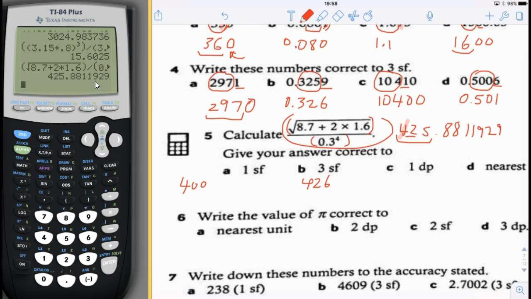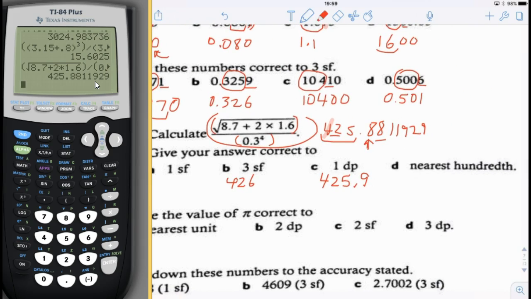One decimal place. So we want to keep all the numbers left of the decimal point, and we want to keep the first number of the decimal. So it would be 425.9, because the next number, 8, will cause the first decimal place number 8 to round up to a 9. The nearest hundredth. Remember, this is tenth, this is a hundredth. So we would want to keep 425.88. And then what about the second 8? Is the second 8 going to round up to a 9? No, because the next number is just a 1, so that's not enough to make it round up.